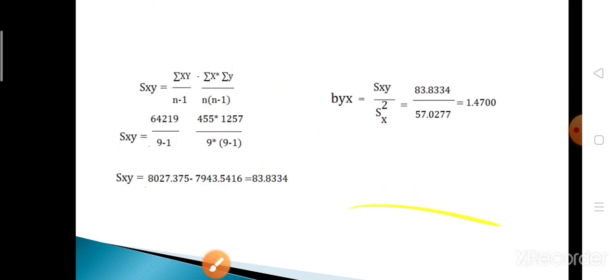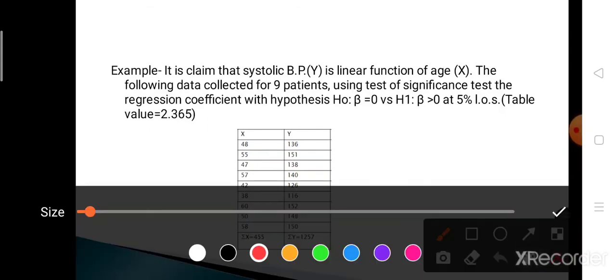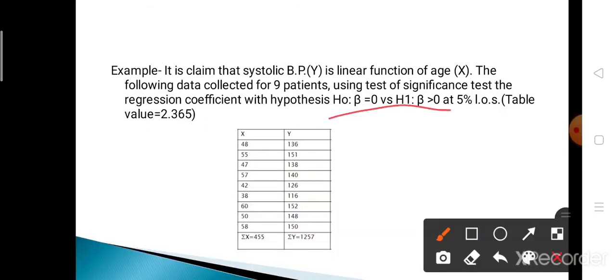Now in the given example, what are H0 and H1 we are given? H0 is beta equal to 0 versus H1 beta greater than 0. This is the first step. The second step is the level of significance. The level of significance we are given is 5%. The third step is the test statistic. We already calculated the value of the test statistic.